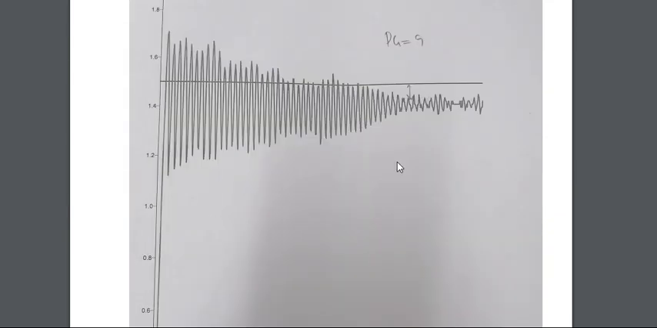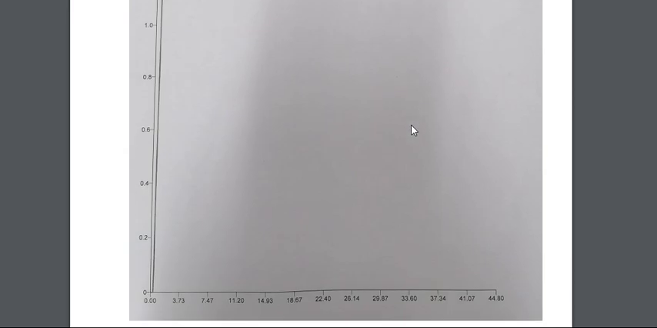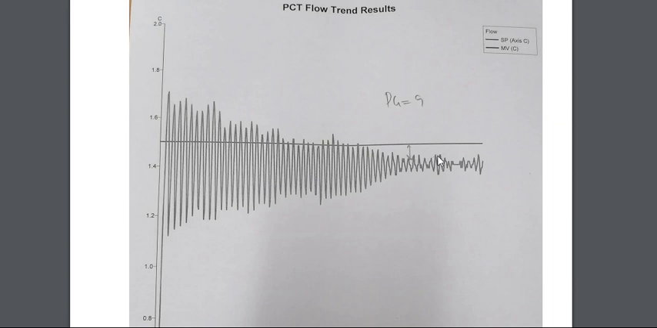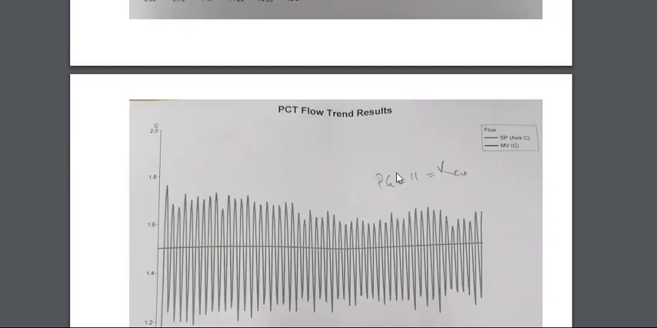At PG equal to 9, we got some oscillation up to around 35 seconds. But before reaching 40 seconds, the oscillation begins to damp, so this is not a point of permanent oscillation. So we have to try the next one, which is 11.